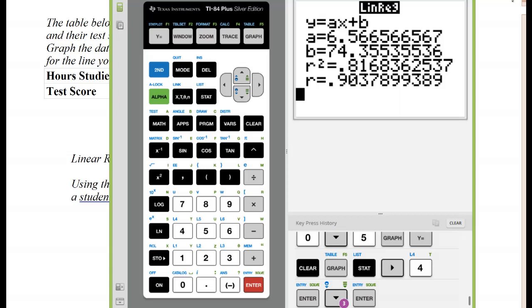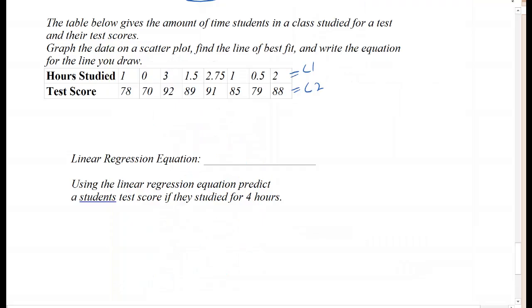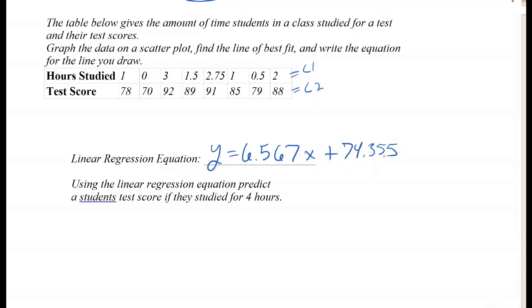My slope. I'm going to give myself 3 decimal places again. You can go 3 to 4, I'm going to go 3. So 6.567 and 74.355. My line is y equals 6.567x plus 74.355 if I round to 3 decimal places. 3 is your minimum. You should at least round to 3 decimal places. Don't round any less than 3 unless they tell you to.